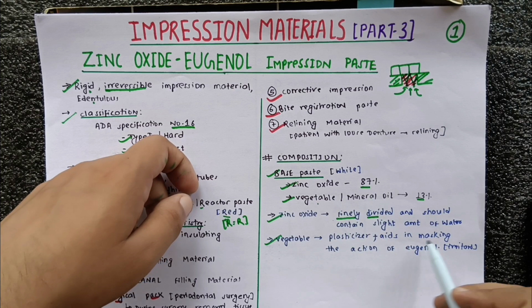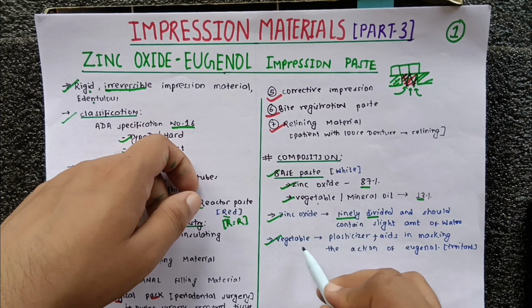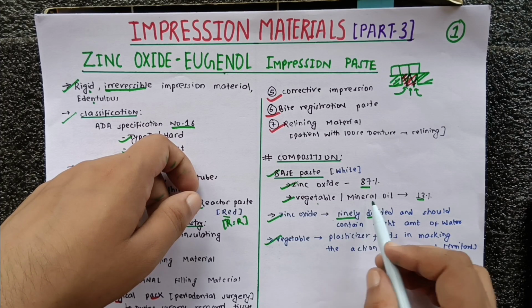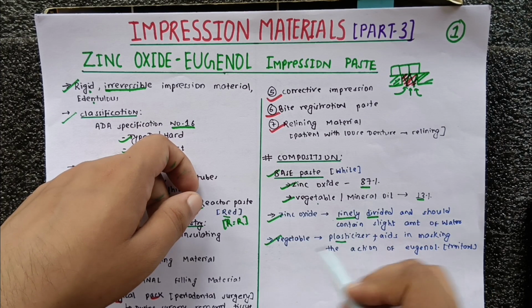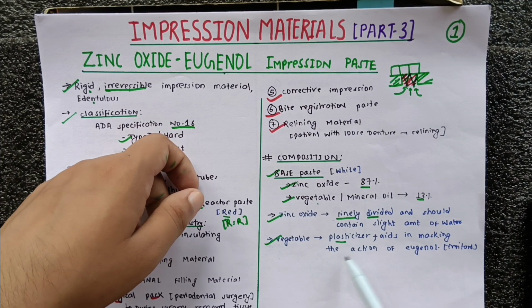After that, another constituent is a vegetable oil, which acts as a plasticizer and aids in masking the action of the eugenol. So this vegetable oil or the mineral oil acts as a plasticizer, and it increases the workability. Another importance of this vegetable or mineral oil is that it aids in masking the action of the eugenol.